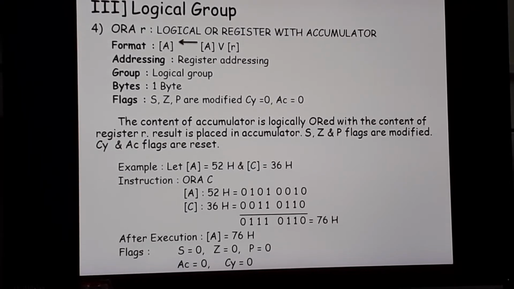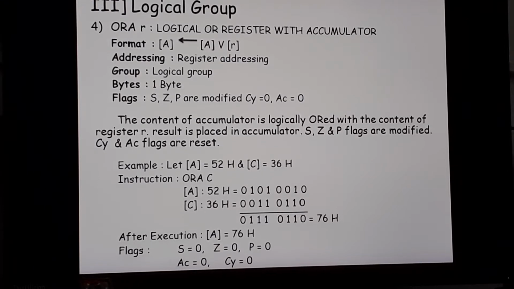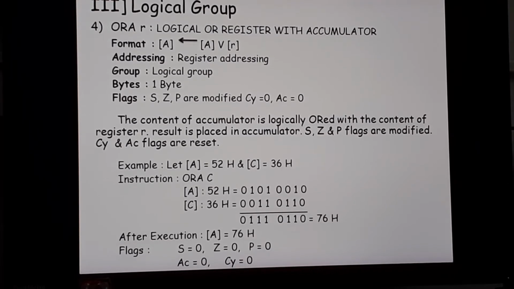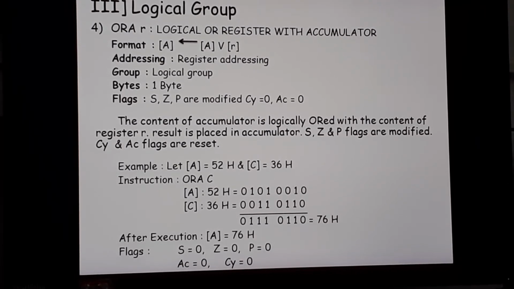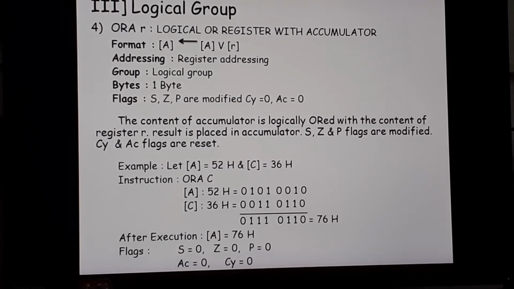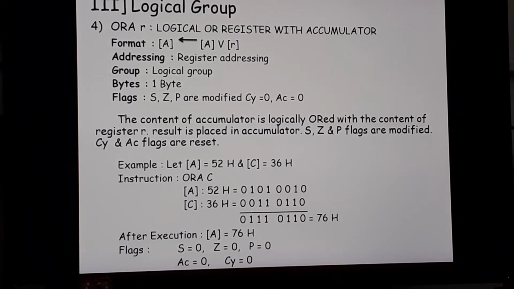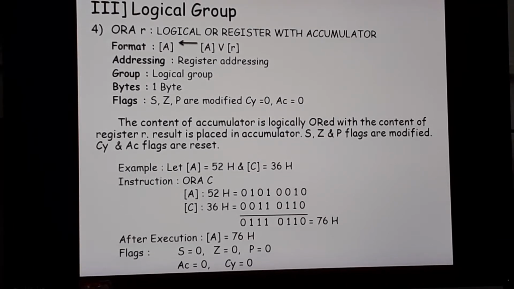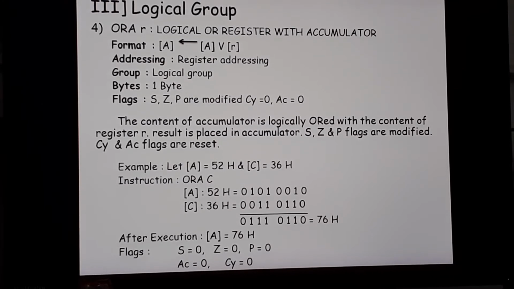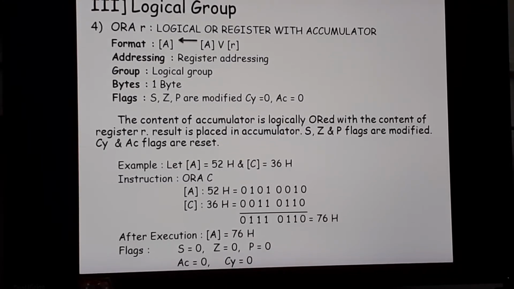So you will be writing as, after execution accumulator content is equal to 76H. And the flags you will be writing as sign flag, which you got from the answer as 0, since the D7 bit is 0. Zero flag as 0 since your answer is not all zeros. Parity flag as 0 because you got an odd number of ones here, correct? 3 plus 2, that is 5, which is an odd number. So parity flag is 0.